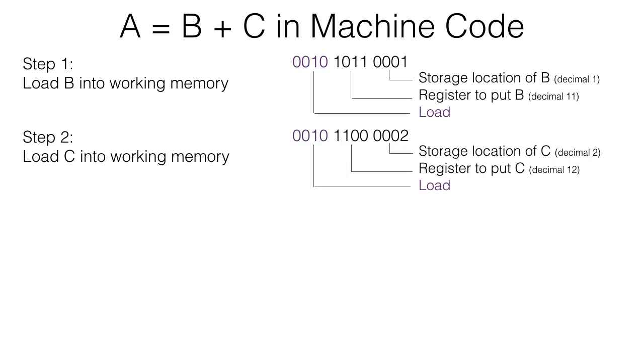Here's C. Again, you see there's a load pattern. And it says, all right, this is a load instruction. And I want you to take C, which is that last 4 bits, where it says 0002, which is a decimal 2, by the way. You're going to take that out of storage location 2, which is where C is sitting right now in memory. And you're going to move that into working memory, which is register 12. 12 is represented in binary as 1100.